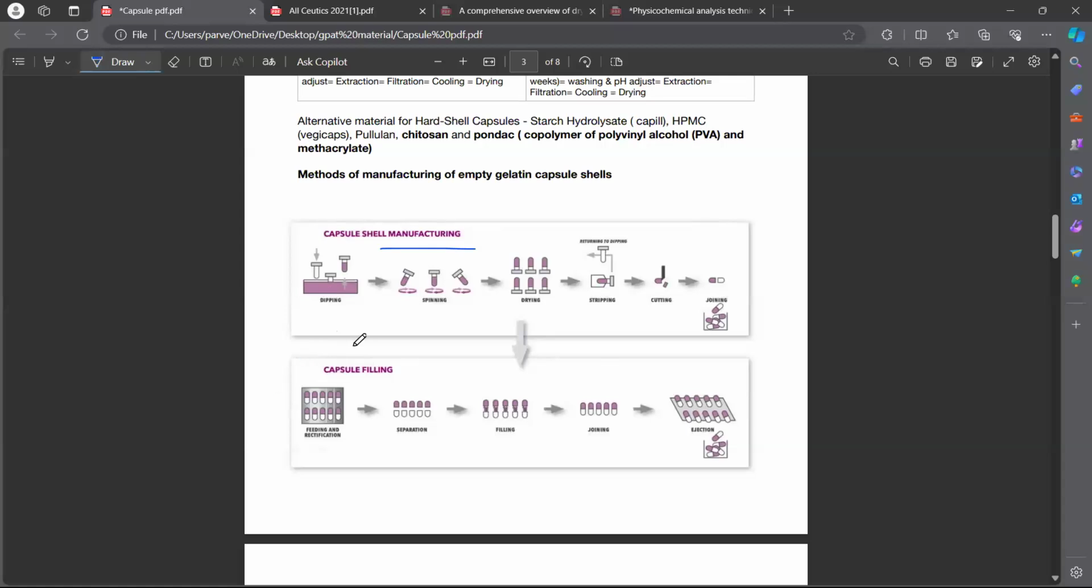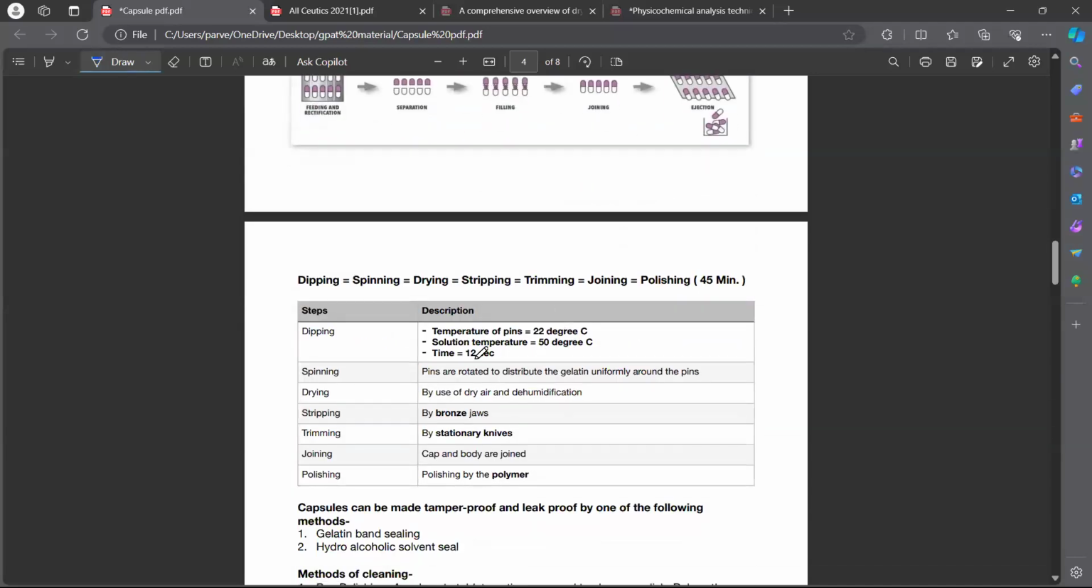This has been asked in NIPA 2023. Yes, 12 seconds. The dipping process takes place for 12 seconds, not 15 seconds. It is dipped into the gelatin solution, which is maintained at 50 degrees Celsius. These parameters are very important. The temperature of the pin is 22 degrees Celsius, while the temperature of the solution is 50 degrees Celsius, and the dipping time is 12 seconds.